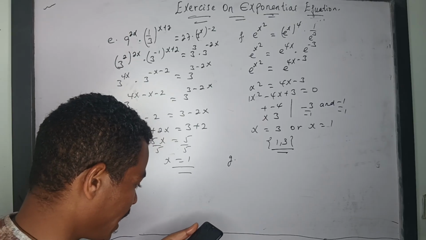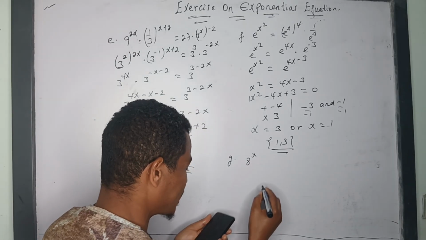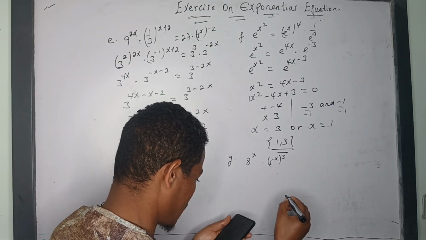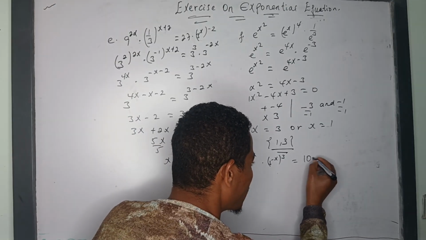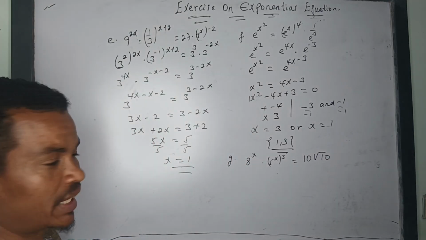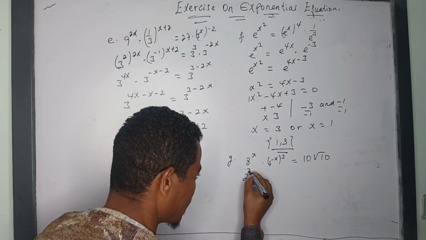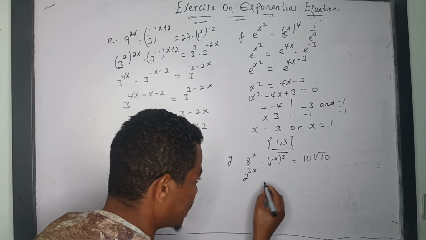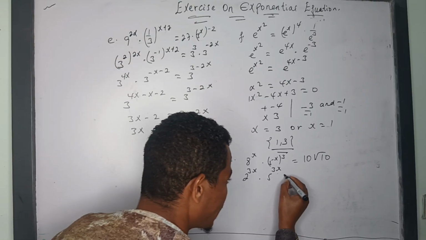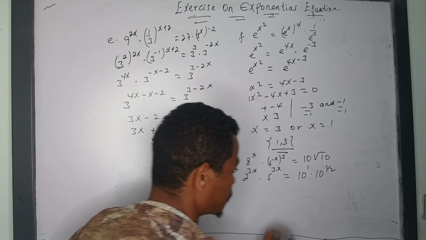Okay, 8 the power of x times 5 the power of x the power of 3 is equal to 10 radical 10. So what do we do here? Okay, here 8 is the same with 2 to the power of 3x, right? So the power of 3, x is there, times 5 the power of 3x. This is the same with 10 the power of 1 times 10 the power of 1 over 2.